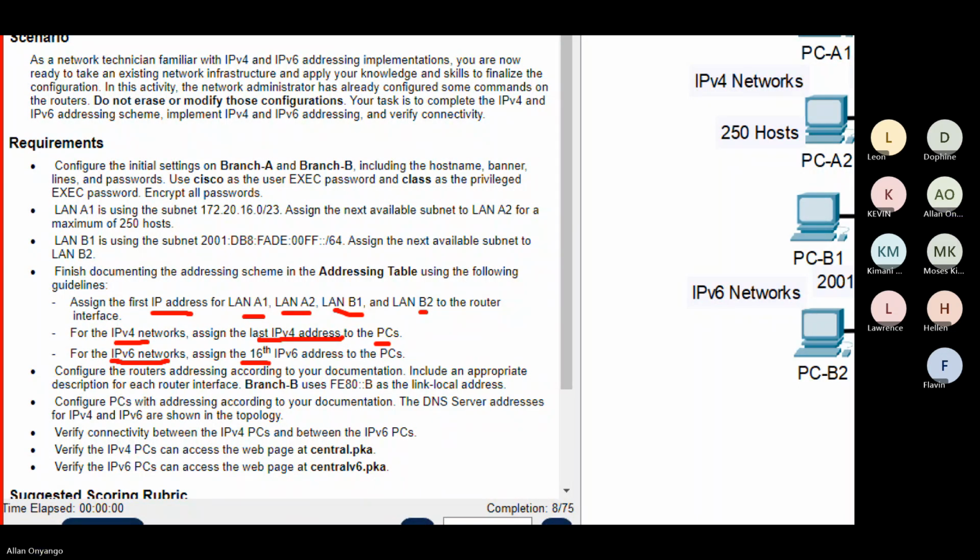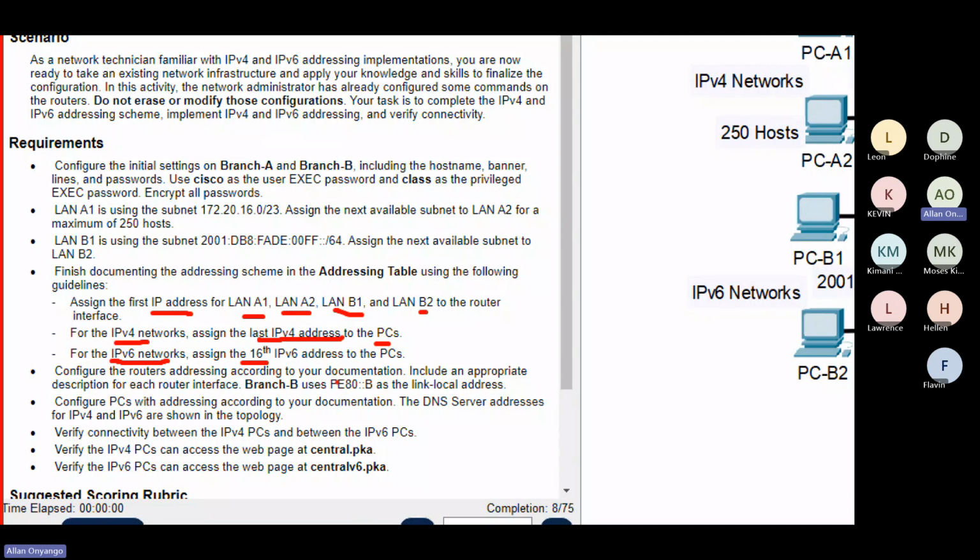Wait a minute. The first usable in IPv6 is ::1. The second usable is ::2. The third usable is ::3, isn't it? The 10th usable is ::A. 11th, ::B. 12th, ::C. 13th, ::D. 14th, ::E. And 15th is ::F. We don't have G. And yet they want the 16th. And the 15th is F. So which one is there? 16. Anyway, that's why we have this assignment here.